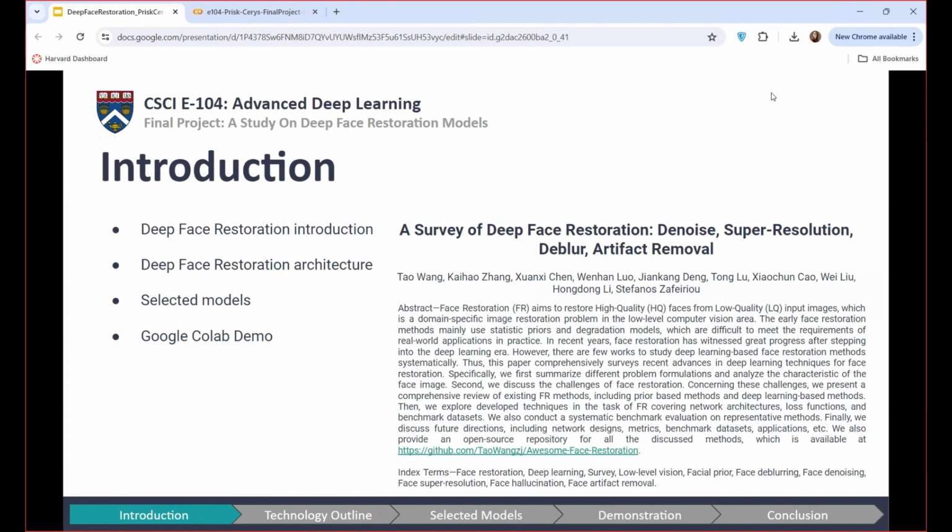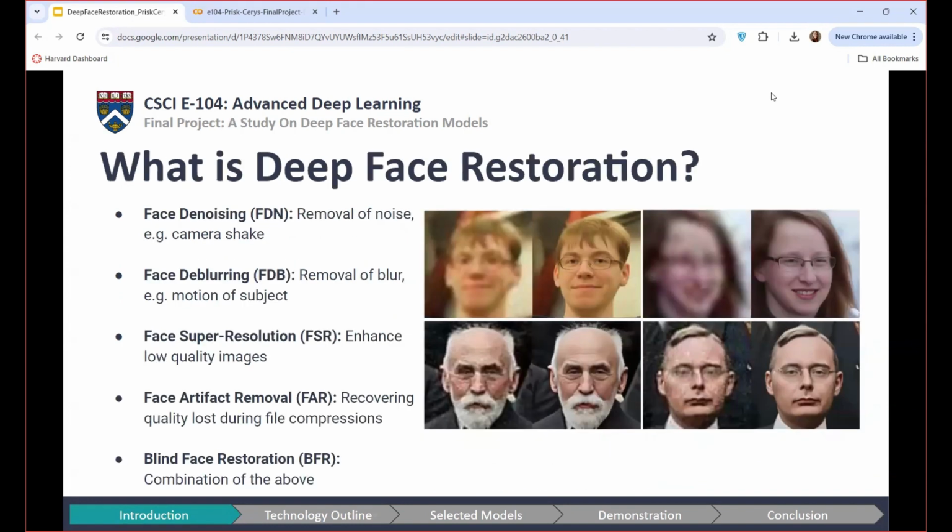For my final project, I opted for the paper, A Survey of Deep Face Restoration: Denoise, Super Resolution, Deblur, Artifact Removal. This paper gave a comprehensive overview on deep face restoration models and techniques. Using this as a starting point, I researched further developments in deep face restoration, since this was published in November 2022. In this presentation, I'll summarize my report by giving an introduction to what deep face restoration is, with an overview of the models and architecture commonly used. I'll then introduce the models I selected to trial and go through my demonstration.